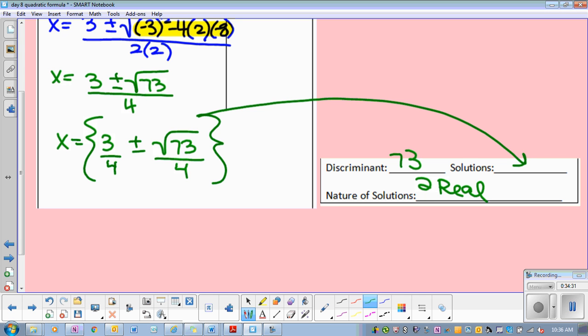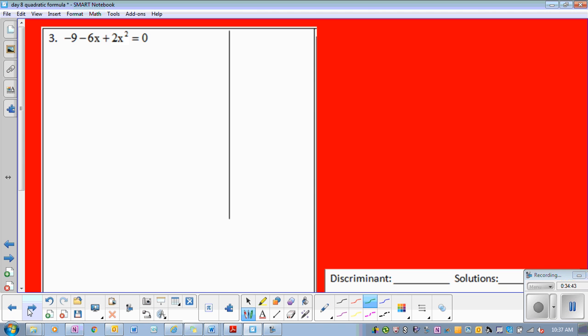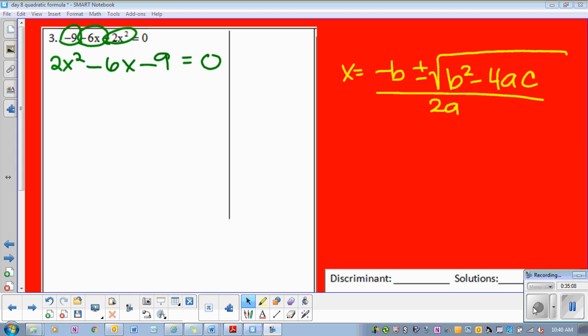Okay? How is this? Difficult? No. Long. It is long. Alright, let's look at number 3. Ugh. Is that in standard form? No, change it. So you want to take this guy first, 2x squared. Make sure you get the sign in front of that term that you're looking at. So minus 6x, and then minus 9 equals 0. Okay, I want you guys to try this, please. Alright, so I'll do my work up here, and you guys can compare.